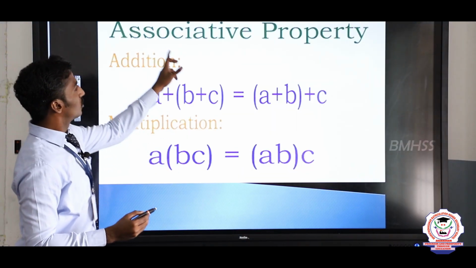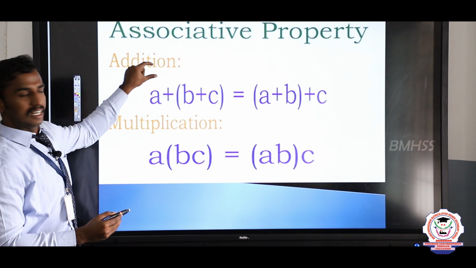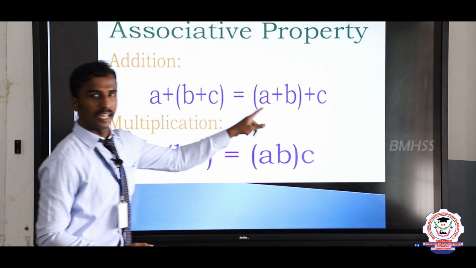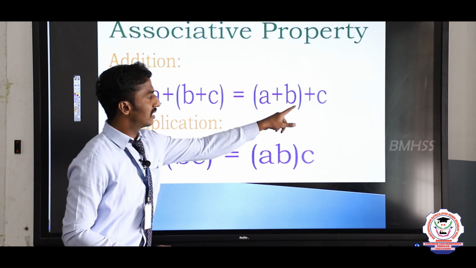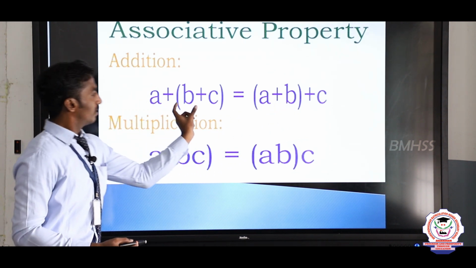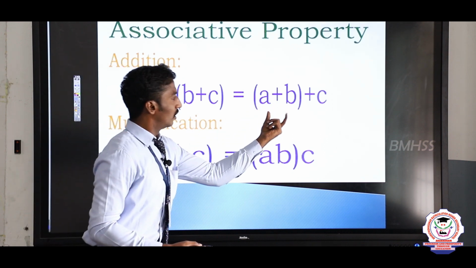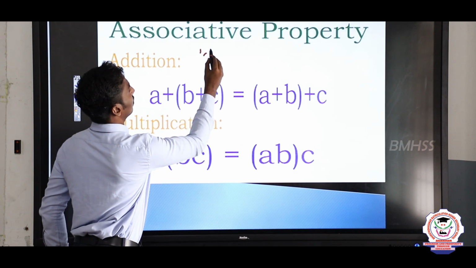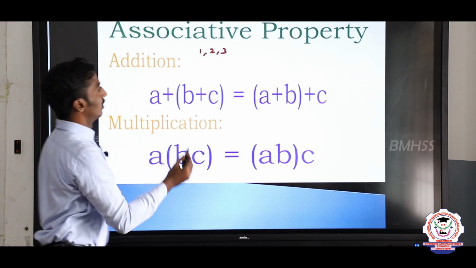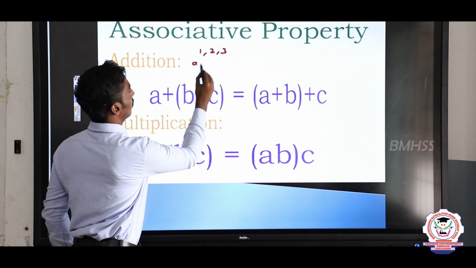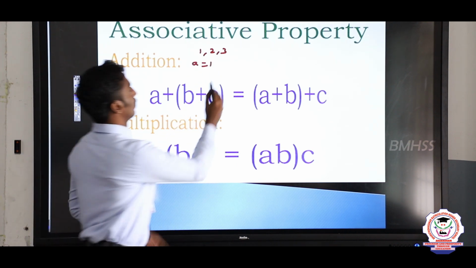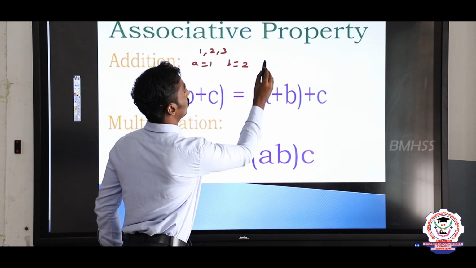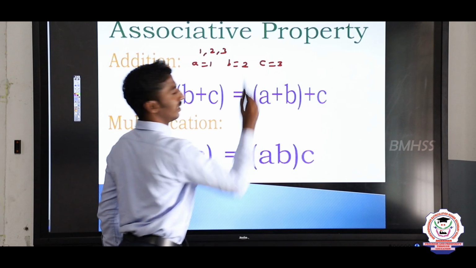Next one, associative property. First one, addition. A plus (B plus C) equals (A plus B) plus C. Listen, take any three numbers 1, 2, 3. A equals 1, B equals 2, C equals 3.